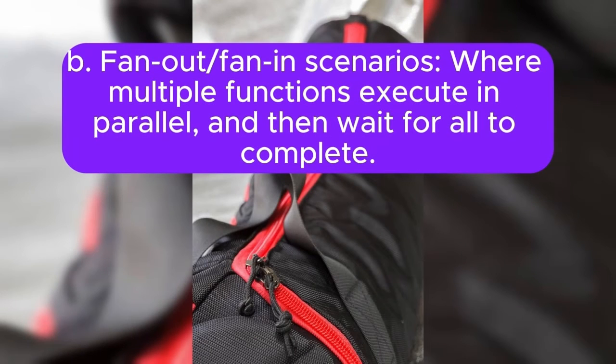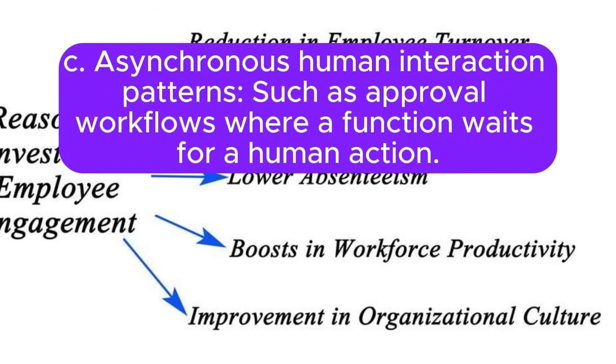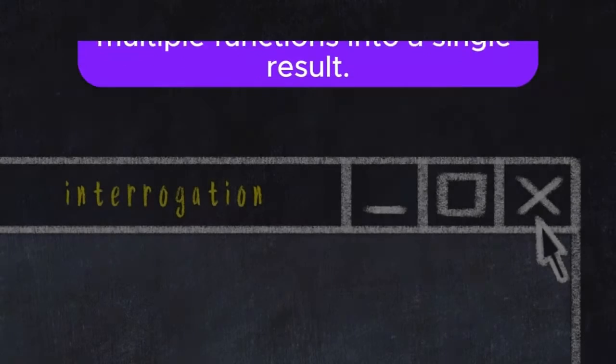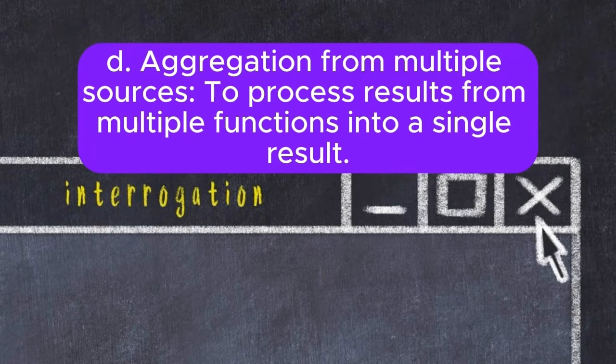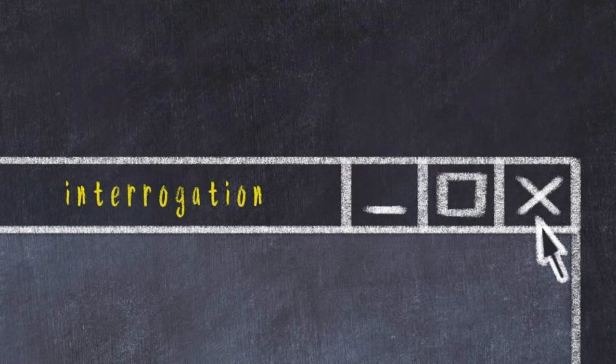B. Fan-out, fan-in scenarios, where multiple functions execute in parallel, and then wait for all to complete. C. Asynchronous human interaction patterns, such as approval workflows, where a function waits for a human action. D. Aggregation from multiple sources, to process results from multiple functions into a single result.